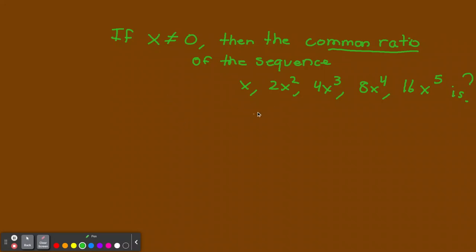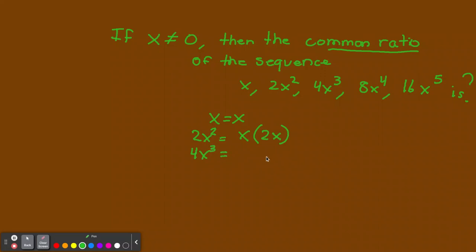If we think about how we got 2x squared, right? We had x. And if we had to get 2x squared from x, we need 2x, right? We need 2x to get 2x squared, because if we distribute that, 2x times x is 2x squared. Well, how are we getting 4x cubed?